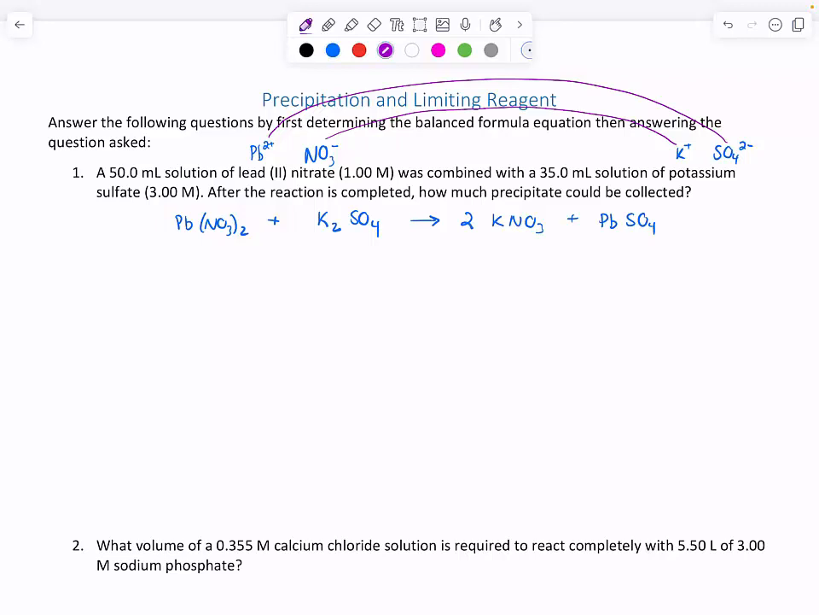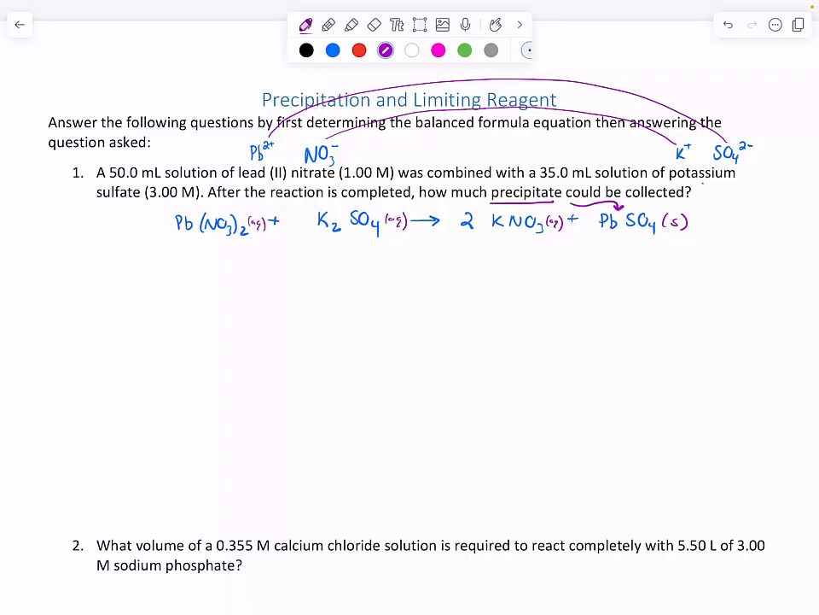So now I need to go back in and decide what is going to be a solid. My 2 reactants are both aqueous. One has potassium, one has nitrate, so that's going to force them to be soluble. Potassium nitrate, definitely aqueous, which means lead sulfate, absolutely, that is going to be my solid, so I'm giving it an S. And that's my question. It wants to know how much precipitate could be collected, and so that's lead sulfate.